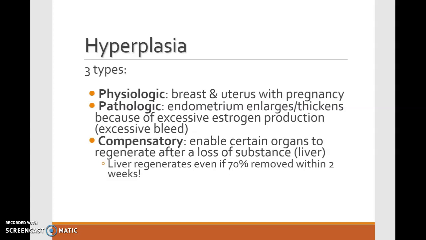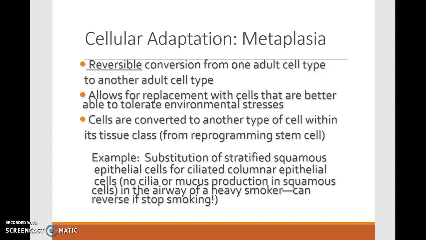Pathological, endometrium enlarges and thickens because of excess estrogen production. So it's responding to the chemicals of its own body. And then compensatory, right? Chop out your liver, not all of it obviously, but it can regenerate, and it actually does it quickly, as long as it is not permanently damaged, right? Cirrhosis, you cannot have liver regeneration. But there is compensatory hyperplasia, where your body is now making more cells because it needs more cells. They either died or you cut them out and now it needs more.